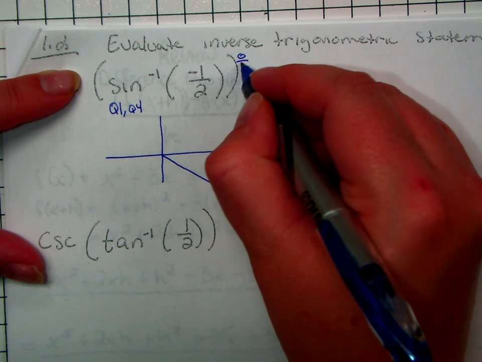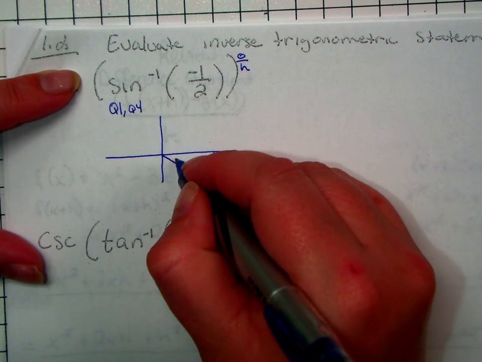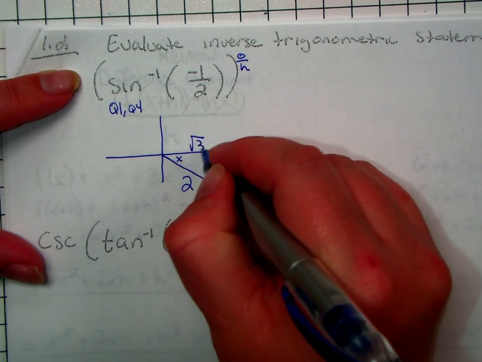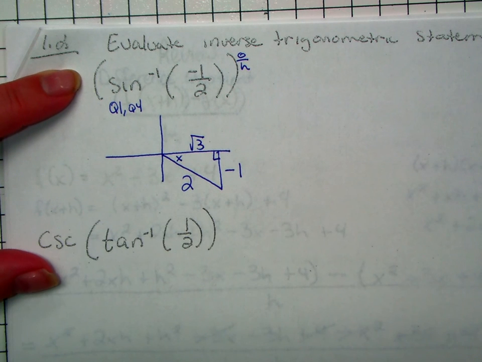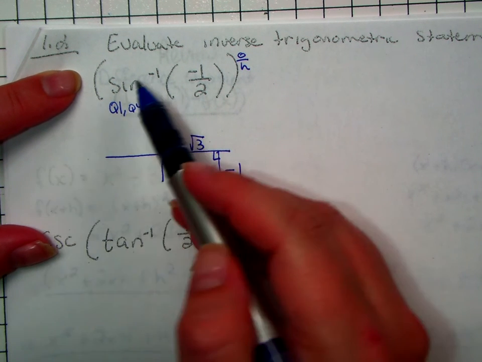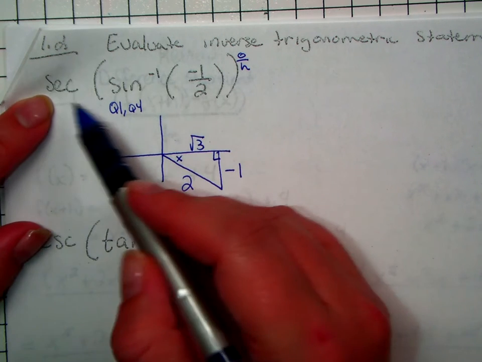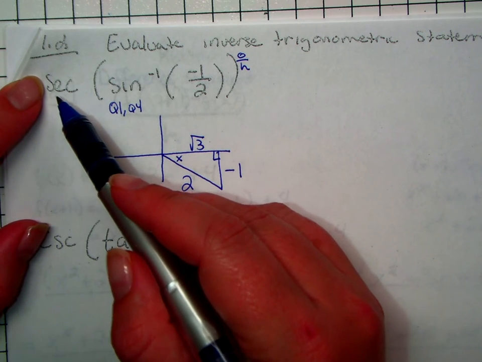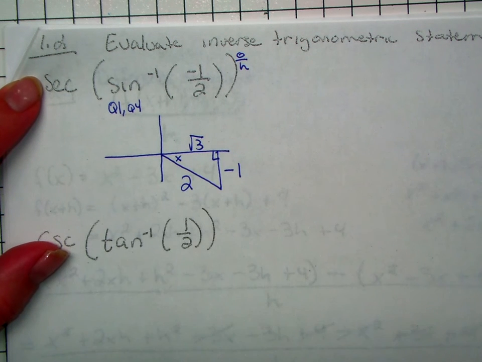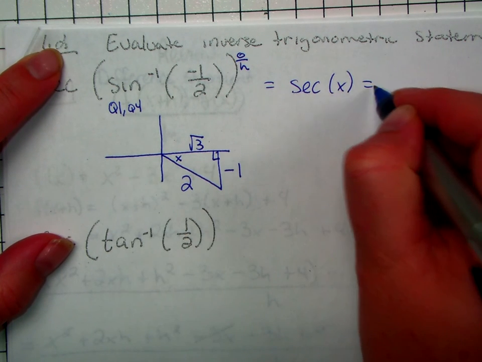Sine is opposite over hypotenuse, so the opposite side and the hypotenuse. Here's the angle I'm looking for, which makes the adjacent side rad 3. Now, we know x is 30 or negative 30. I know the answer in here. But if I were just to call this x, the answer is what's secant of that angle. So what is secant of this angle x? Let's just transfer this to secant x.